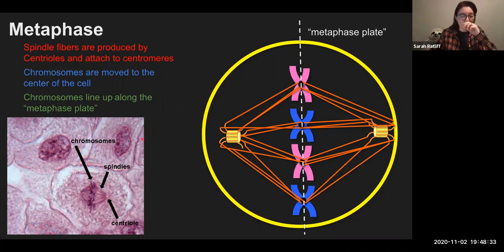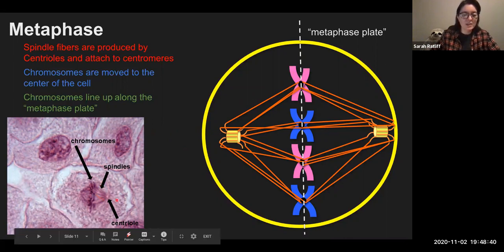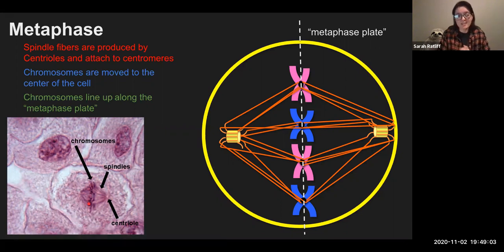Looking at our image here, we can see what's happening. On the far right and left here, we have our centrioles. They're kind of in charge of what's going on right now. They have these weird wispy things going to the center here. Those are the spindle fibers. In our diagram, those are the orange things. And then down the middle, we can see our chromosomes lined up just like I said, in the middle of our cell along the metaphase plate. So our chromosomes are all ready to go. They're attached to these centrioles by their centromeres through the spindle fibers coming from the centrioles.